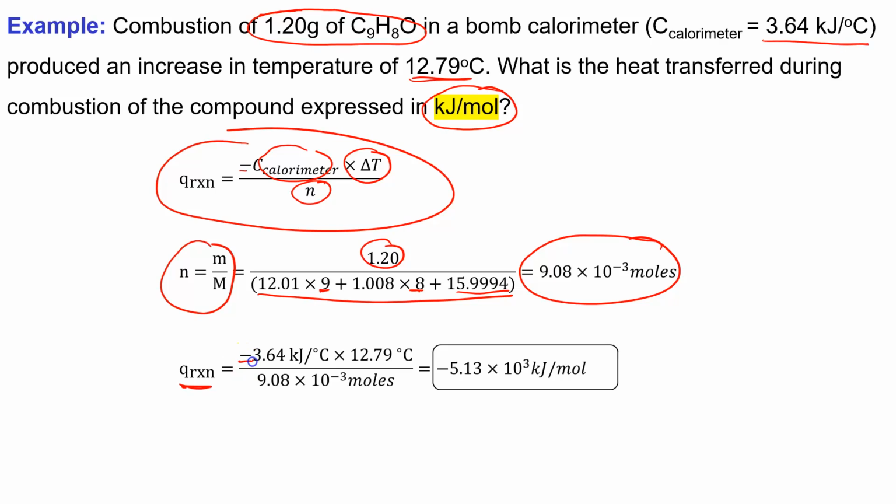Now we can go ahead and calculate the heat lost by our system in this reaction. So it's going to be the negative of the calorimeter's heat capacity multiplied by the change in temperature of the whole setup divided by the number of moles of our reactant. And when we do that, we find out that our reactant lost 5.13 by 10 to the 3 kilojoules per mole. So that's a pretty standard kind of problem, and these bomb calorimeters are often used to figure out the energy released when a substance is burnt, just like this.